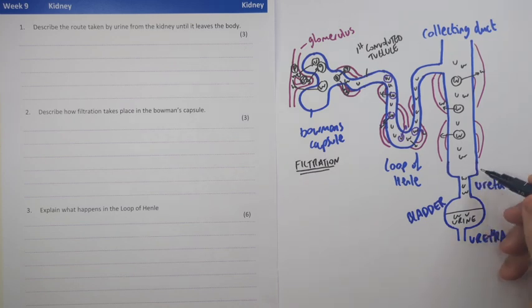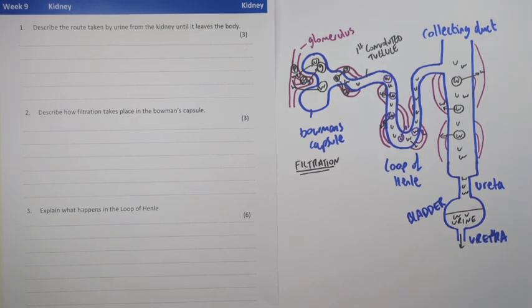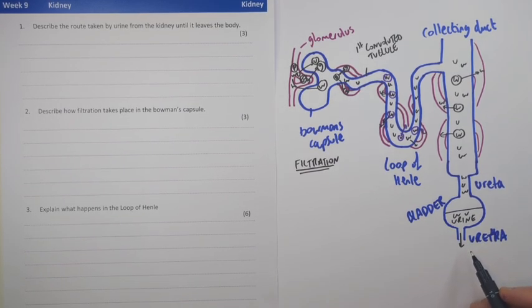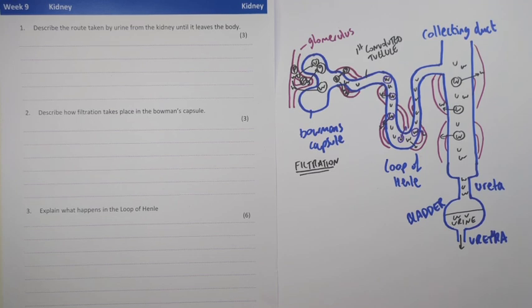The ureter connects the collecting duct and the bladder. Urine is stored in the bladder, and then the urethra is where urine is passed out of the body. In a female, the urethra is next to the vagina, and in a male, the urethra is in the penis. All right, that is how it goes to the toilet.